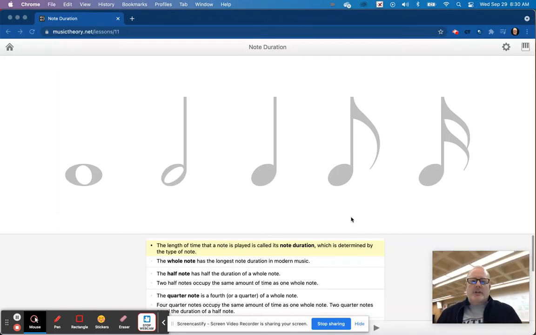Hey, Chorus, I want to talk to you a little bit about note duration. Basically, note duration is just the length of that particular note, whether it's a longer held note or a shorter note. And we've been obviously doing a lot of singing and looking at a lot of rhythms and things like that. So let's put all the pieces together.